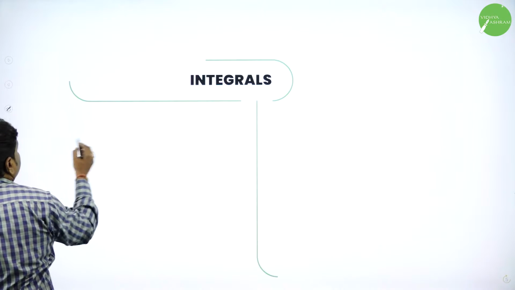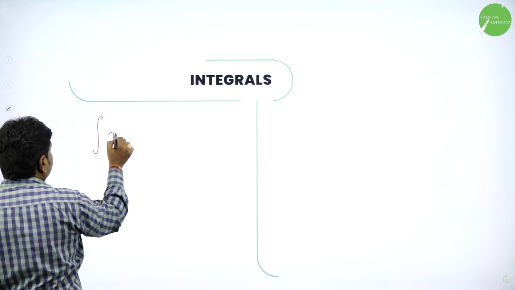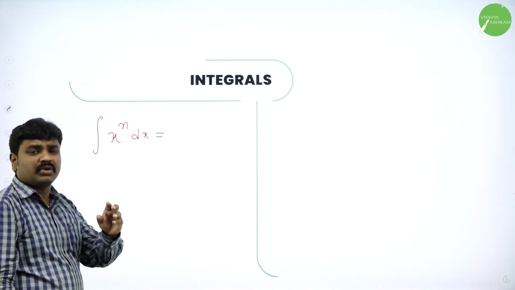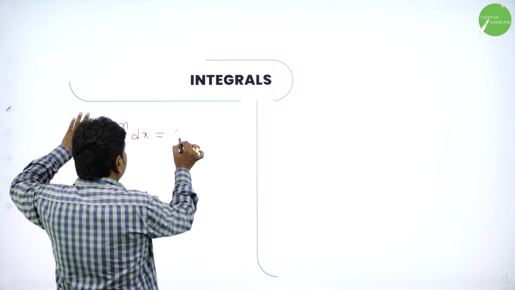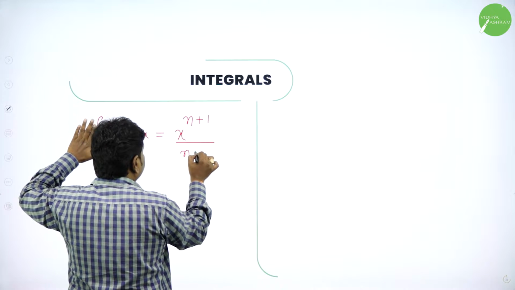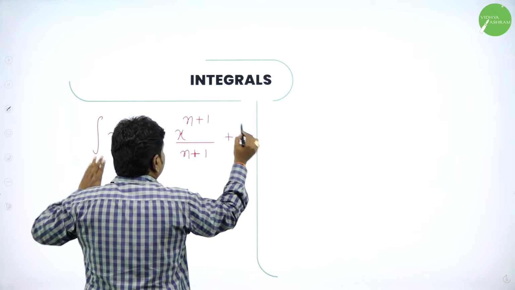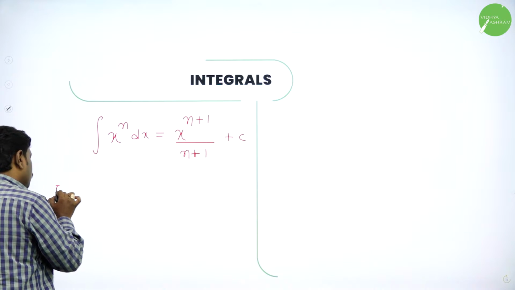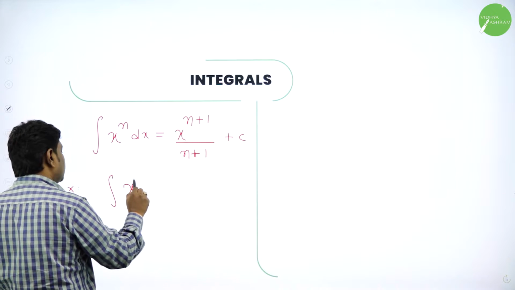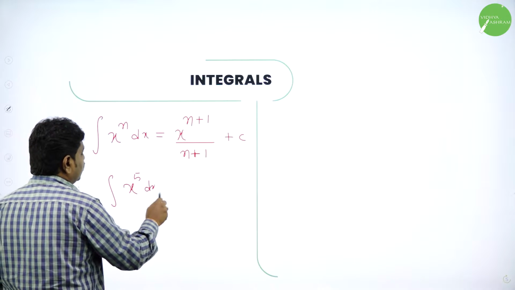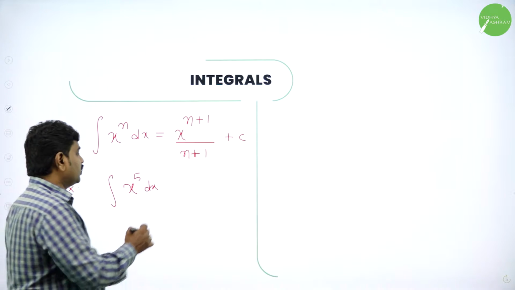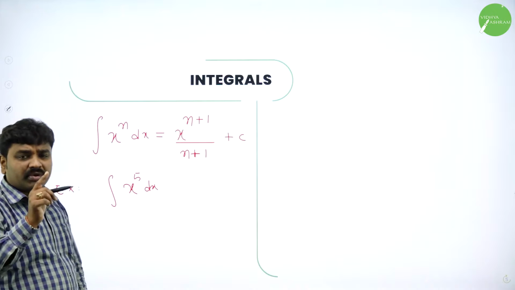Here I told you the first formula is integration of x power n dx. What is integration of x power n dx? In the formula list, memorize the formula: x power n plus 1 divided by n plus 1 plus c. We'll apply this formula. So one example I'll write on the board. Say integration of x power 5 dx. It is in the form x power n. Do you agree?